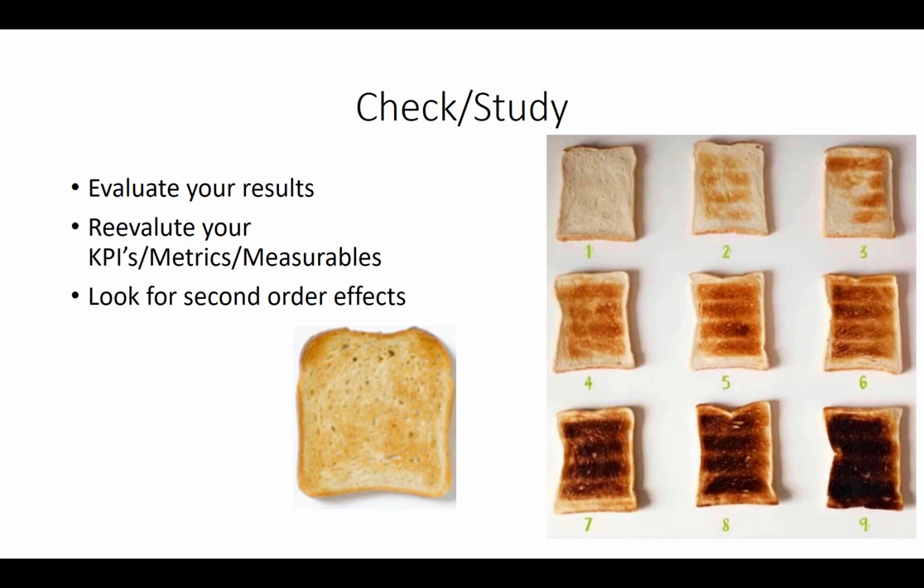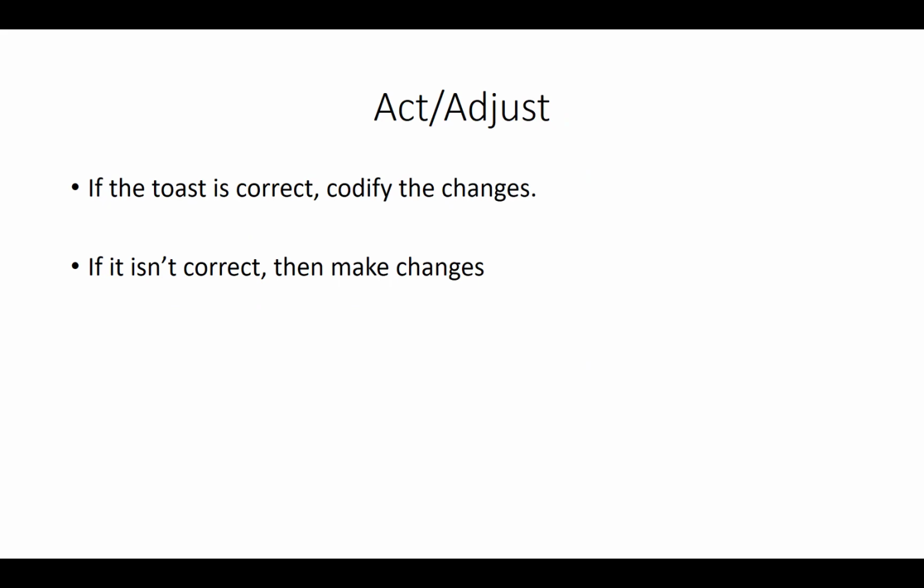So our first order effects is we're closer. We're pretty happy, right? We would eat this one. We would not eat 9. We're shooting for 4. We're a little bit lighter than 4. So we're close, right? So then we get to act and adjust. If the toast is correct, we codify those changes. We create SOPs. We make those permanent. If it isn't correct, we make changes.